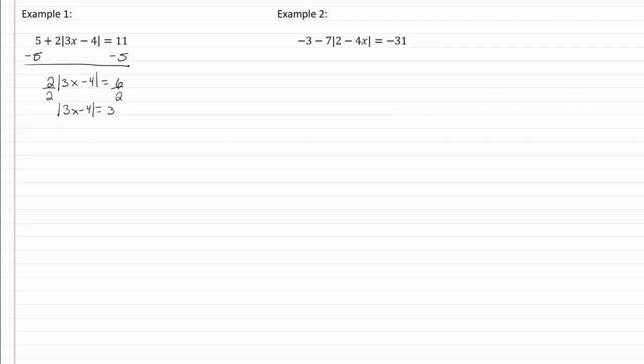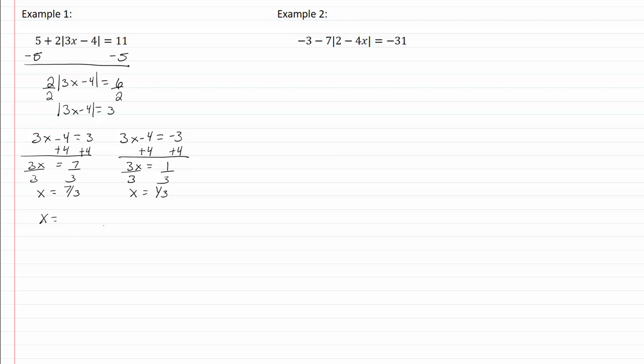Now that the absolute value is by itself, we can do our solving. We set up our two equations: 3x minus 4 equal to 3, and 3x minus 4 equal to negative 3. Solve our two equations. We have 3x equal to 7, divide by 3, and x equals 7/3. Solve our other one by adding 4 to both sides. We have 3x equal to 1, divide by 3. We get x is equal to 1/3. So our solutions then are 1/3 and 7/3.